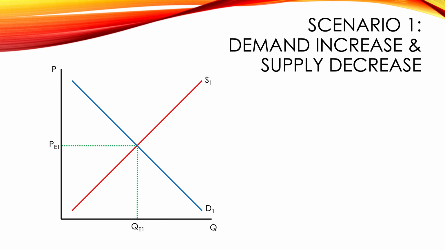The first shift we're going to show you is the demand increase. That's an increase, so think to yourself, that's a shift to the right. Increase right, there's our new demand curve, D2.